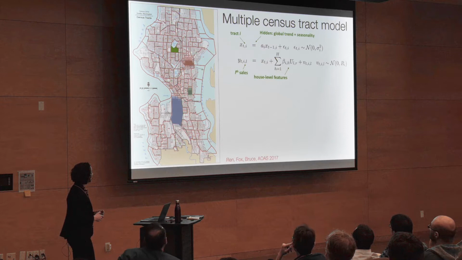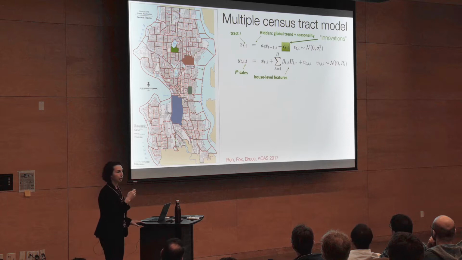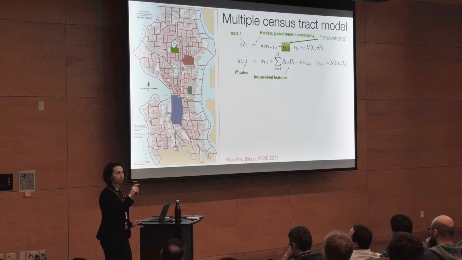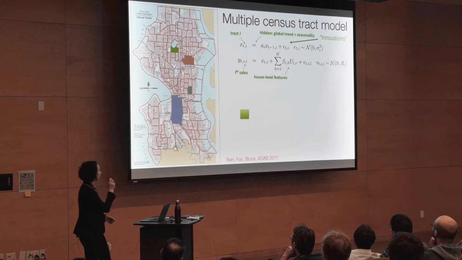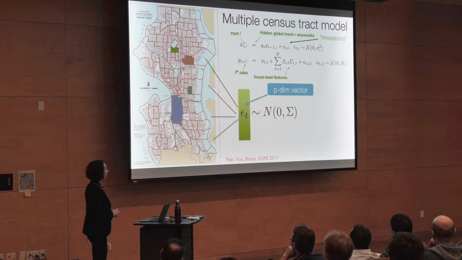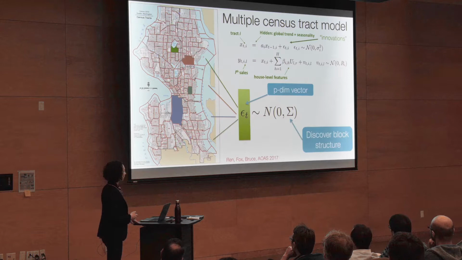And each of these census tracts in this dynamical model has this innovation that is driving the dynamics in that tract. And instead of modeling those as independent between census tracts, which would imply that each census tract value is evolving independently, we're going to stack these innovations up into a big p-dimensional vector, if we have p different census tracts, and assume a joint Gaussian.